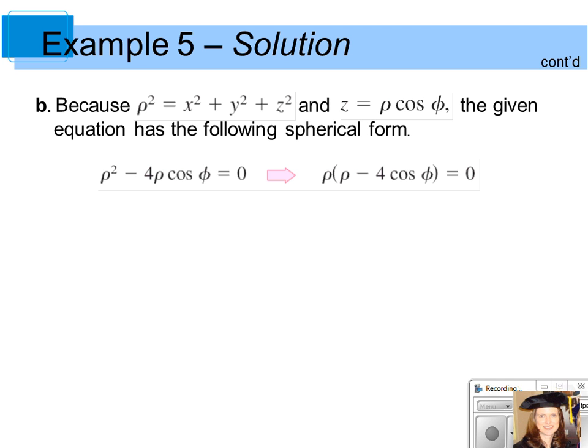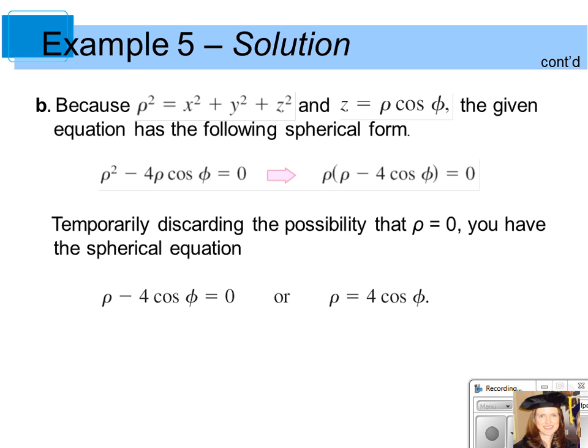For part B, we want to take the equation and replace the x squared plus y squared plus z squared with rho squared, and we're going to replace z with rho cosine phi. We get the following equation: rho squared minus 4 rho cosine phi equals 0. And when you factor out the rho, you get rho times the factor rho minus 4 cosine phi equals 0. If you discard the possibility that rho equals 0, you have the spherical equation rho minus 4 cosine phi equals 0, or rho equals 4 cosine phi.